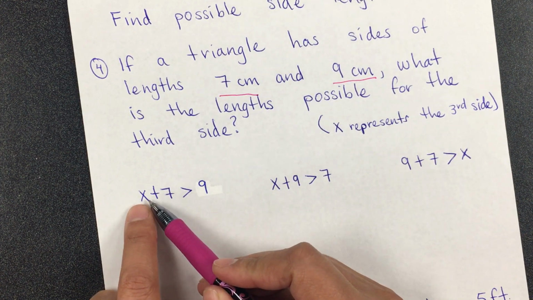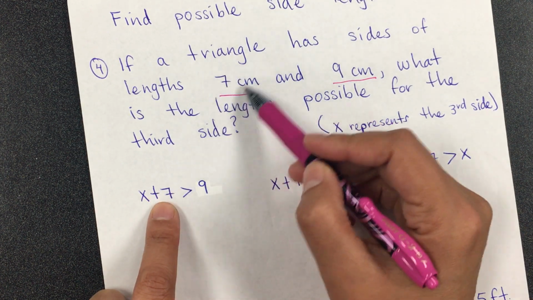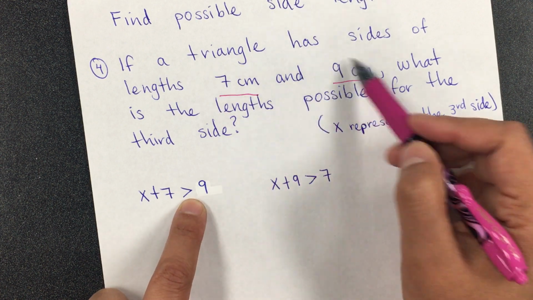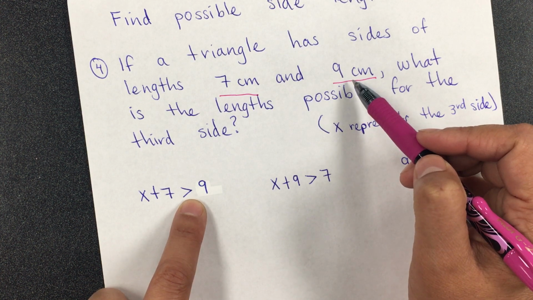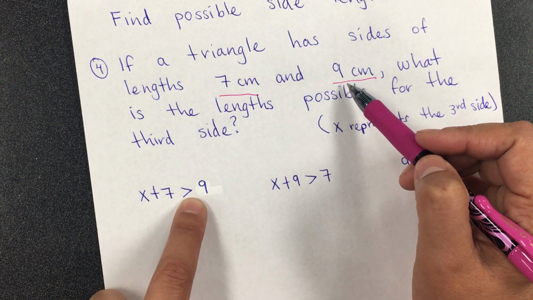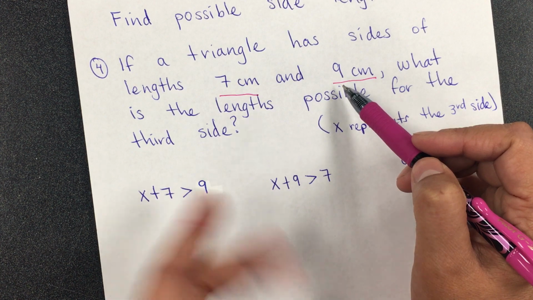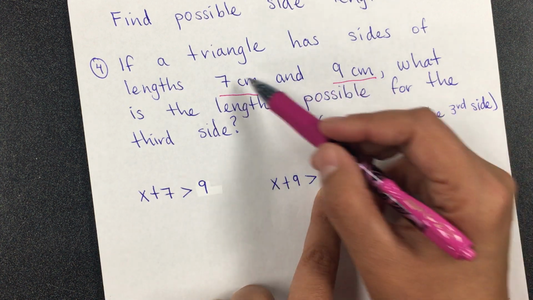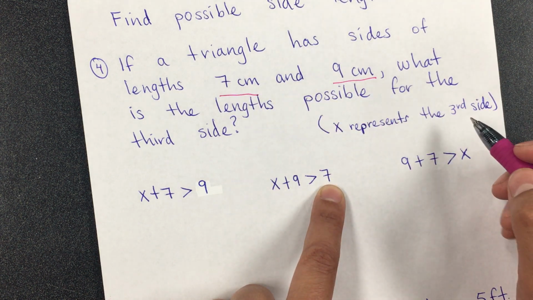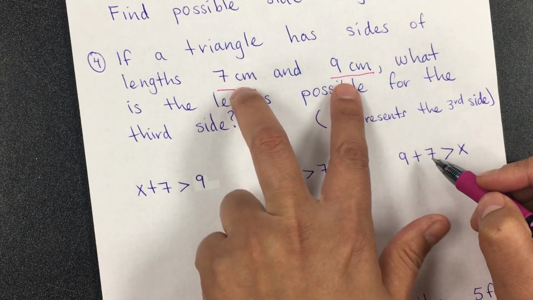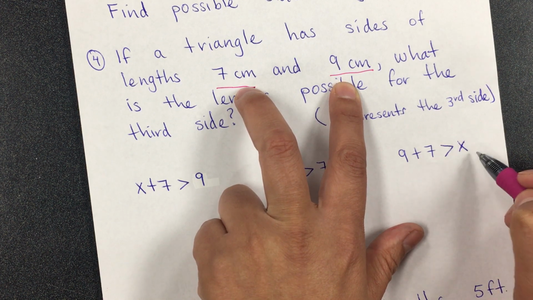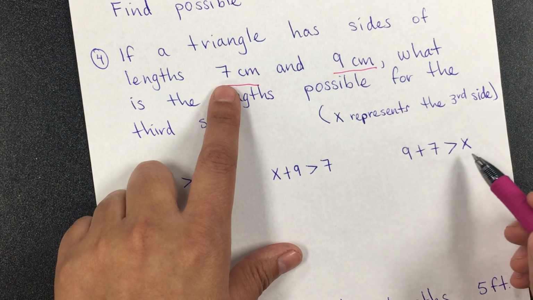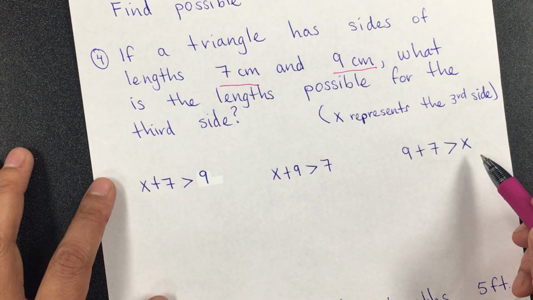So we're going to say x plus 7, meaning using one of the sides, x plus 7 is greater than 9. I'm using the information that they gave us. For the other one, I just switched them. x plus 9 is greater than 7. And finally, 7 plus 9 is greater than x.